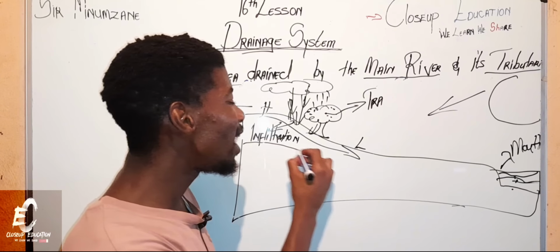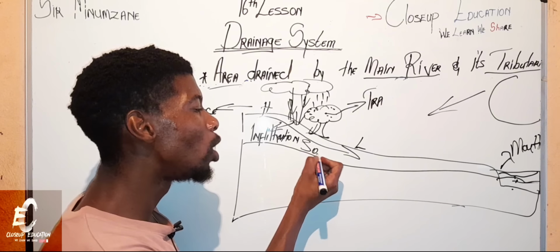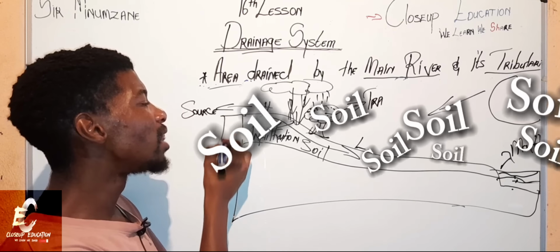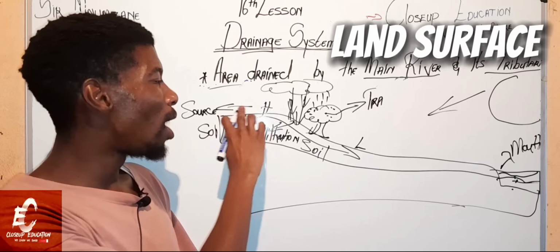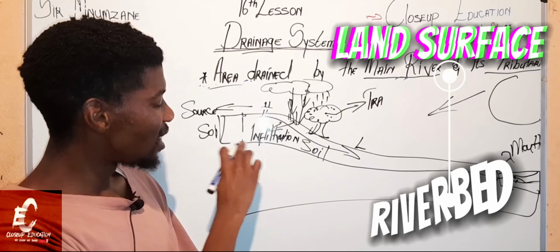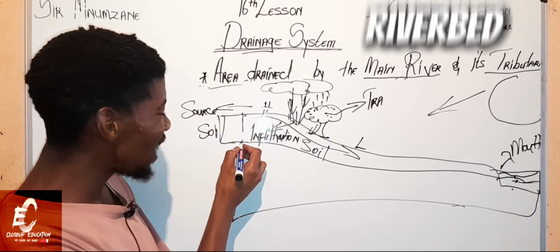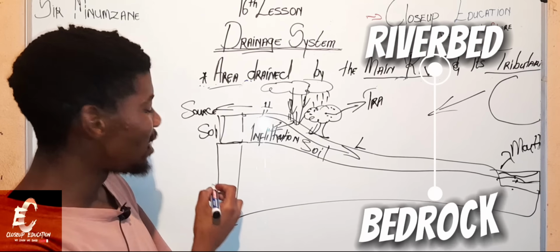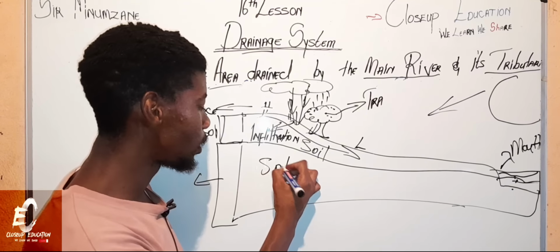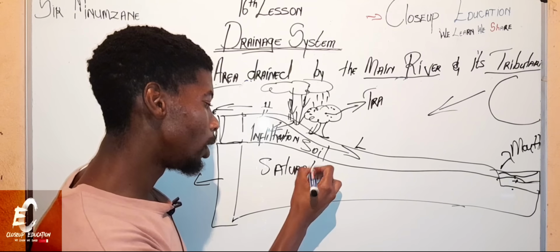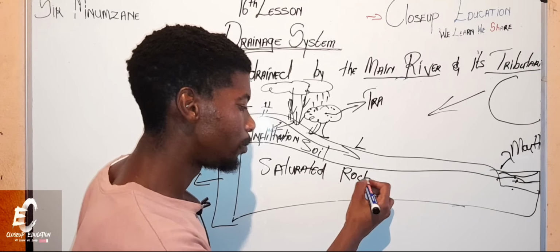So this area is what we call our soil. So there's what we call soil here. Between this point, this is called our soil. Between our land and this area here, it is called our soil. But from this area here to the end, it is called our saturated rocks. Right? These are our saturated rocks.